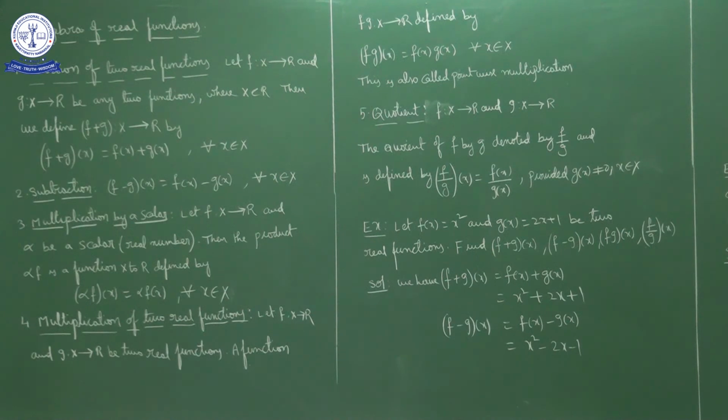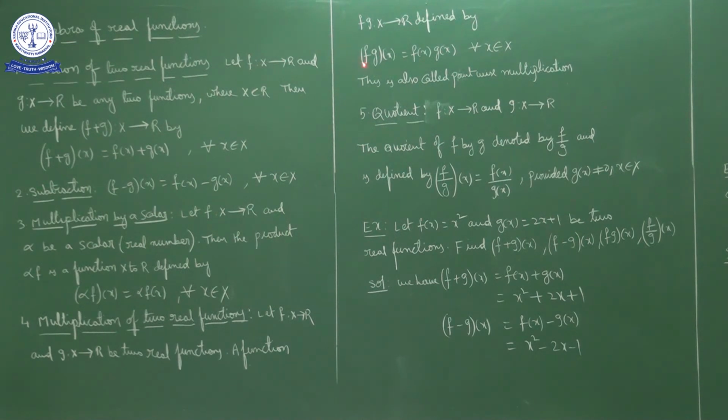Okay, next, multiplication of two real functions. Let f from X to R and g from X to R be two real functions, and the multiplication of these two functions, fg from X to R, is defined by fg of x is equal to f of x into g of x for every x belongs to X. Okay, this is multiplication of two real functions.